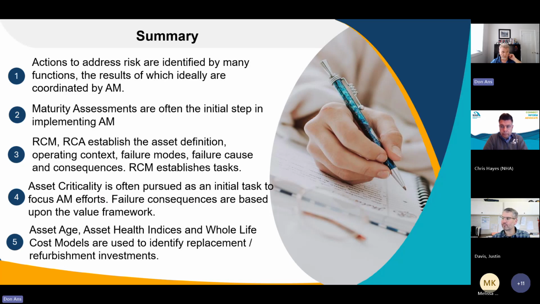RCM and root cause analysis establish the asset definition, the operating context, the failure modes, the failure causes and consequences. And you can use RCM for establishing tasks. Asset criticality is often pursued as the initial task to focus asset management efforts. And then we talked about asset age, asset health indices, and whole life cost models to identify replacement and refurbishment investments. So those are the big processes that are typically in place to establish those opportunities for investment. And that was the core of that whole area for planning.